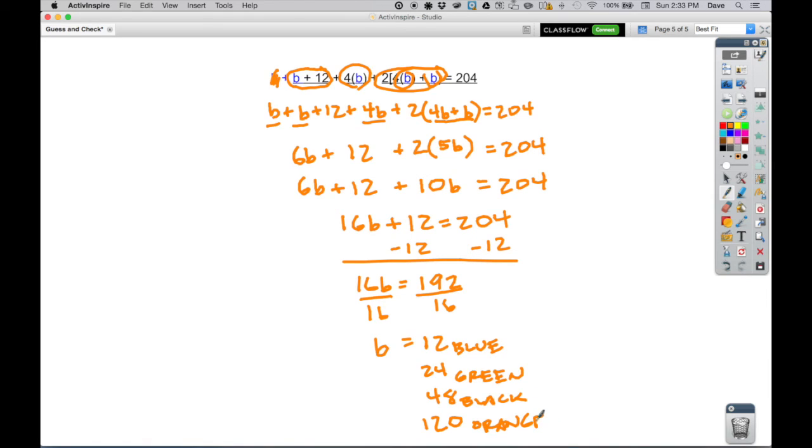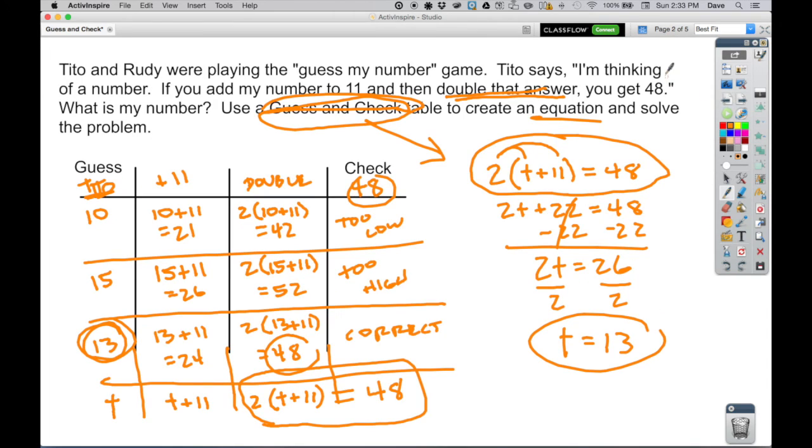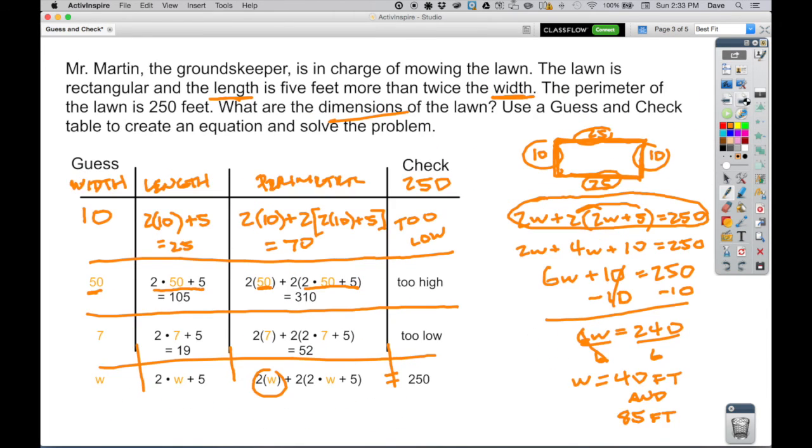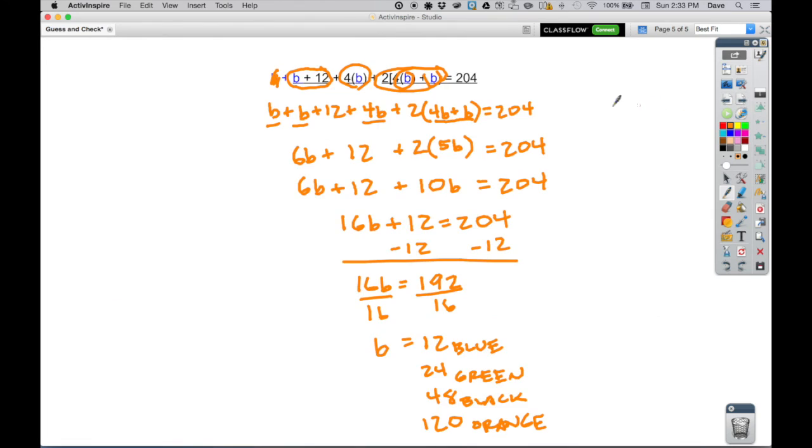All right, so as you can see, that was a long involved problem, but I wanted you to see that because it doesn't matter if the problem's more straightforward like Tito's Guess My Number problem, or something super complicated like this where you've got 4 different colored backpacks being added together. That guess and check can be used as a strategy for all those, especially when it comes to coming up with this equation.